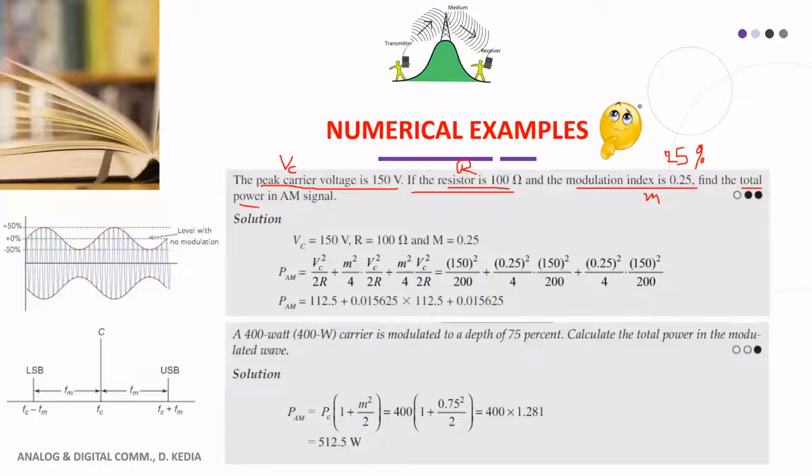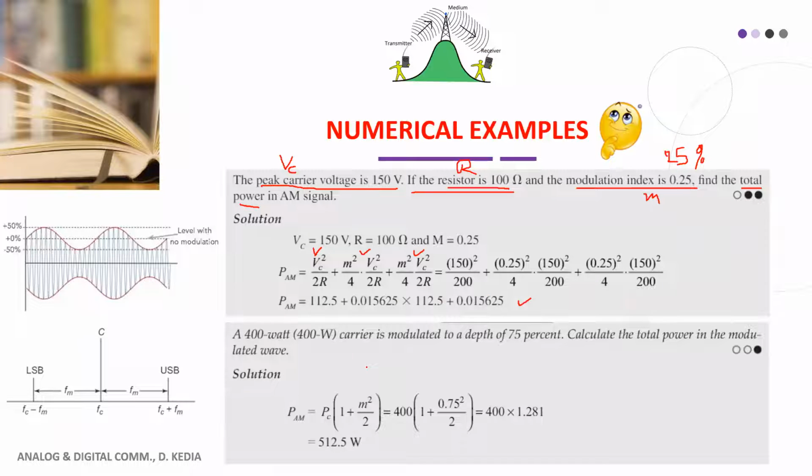Okay. And we know that total power is equal to the power in three components. This is your carrier component. This is your lower sideband component. This is your upper sideband component. Okay. And the formula we already know, VC square by 2R plus M square by 4 VC square by 2R. The value of VC we already know, and the values of M and R, everything we know. If you calculate, you will get the answer directly. Okay, so this is how we obtain total power in the AM signal.